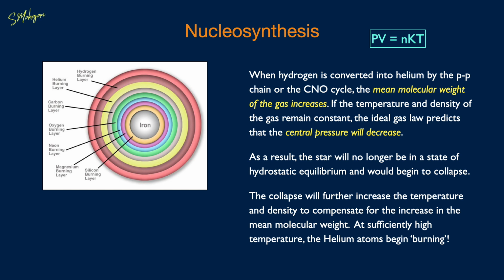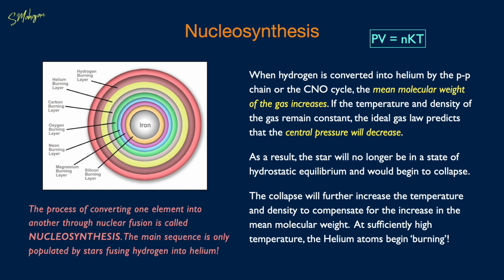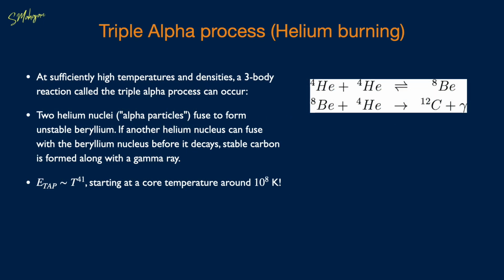At sufficiently high temperatures, the helium atoms inside the core will begin to burn, with a shell of hydrogen burning around it. This process of converting one element into another through nuclear fusion is called nucleosynthesis. The main sequence is only populated by stars which fuse hydrogen into helium. At even higher core temperatures of around 100 million Kelvin, a three-body reaction called the triple alpha process or TAP can convert helium to carbon.